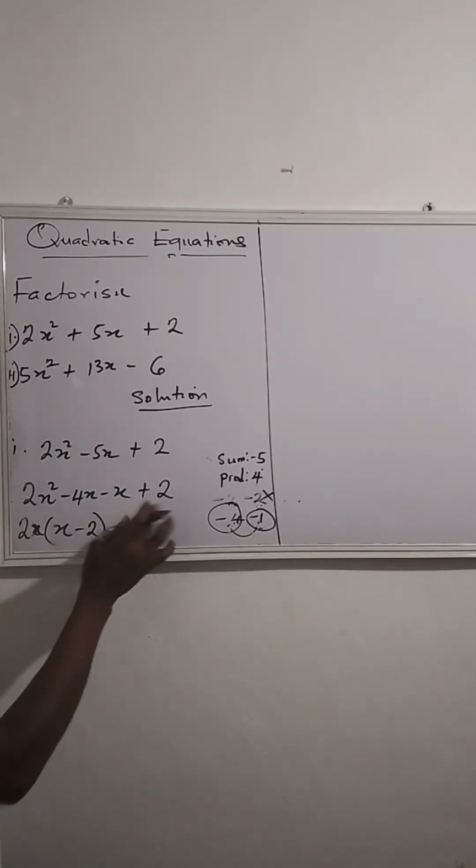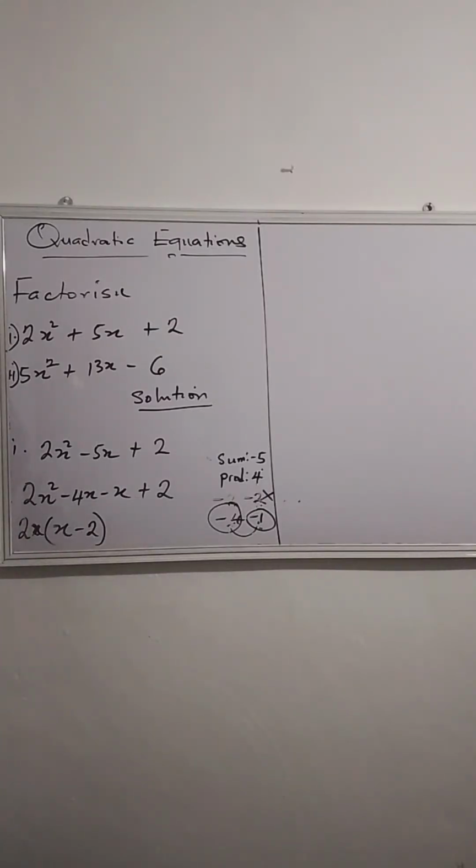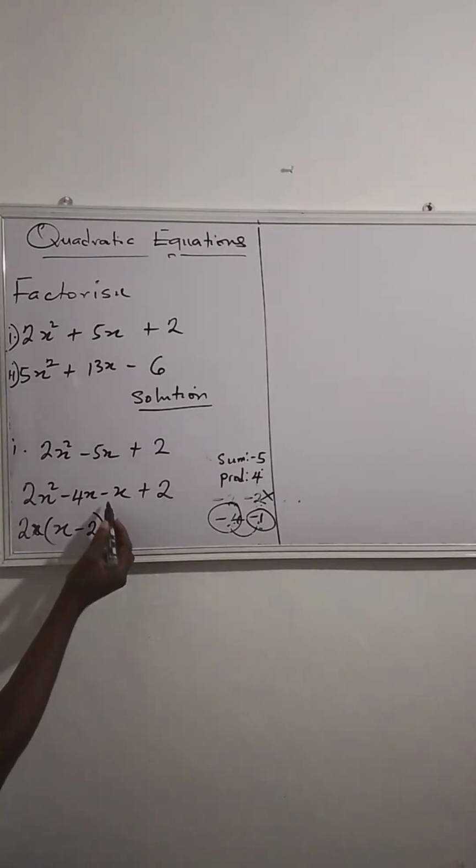All right, now look at this. What is the common factor? The common factor is going to be minus 1. I told you this morning that the sign here is very important.